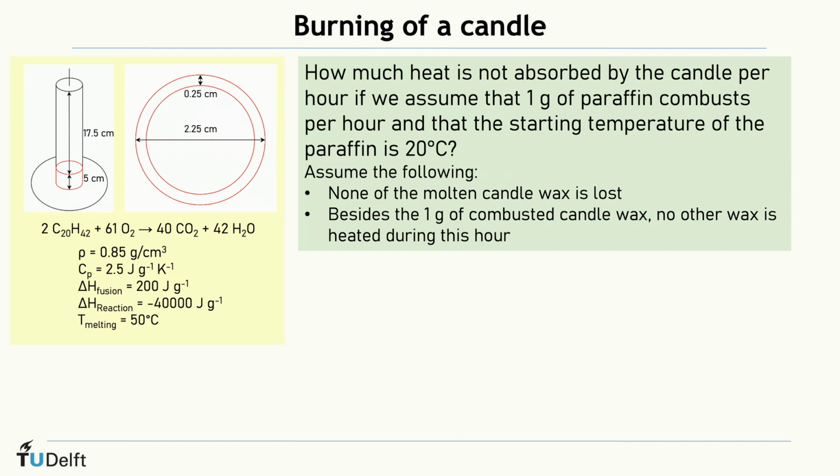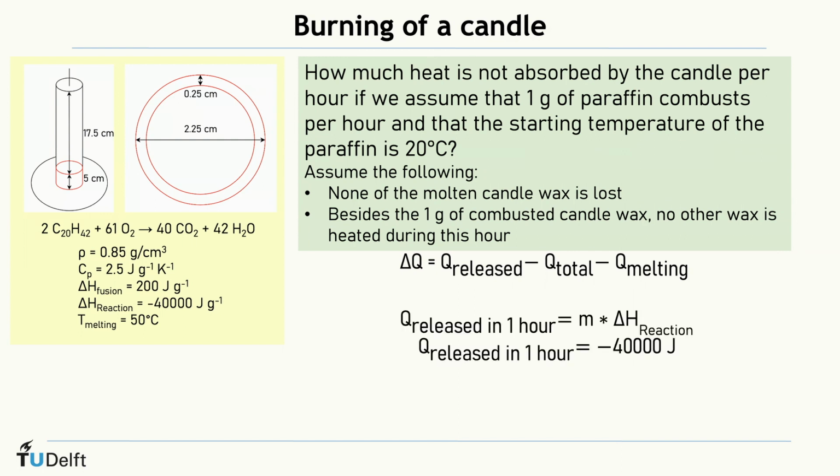We should ask ourselves where heat is produced and where it goes away. Heat is released through the reaction, and it is used to change the temperature and melt the wax. This gives the following equation. Now, let's calculate each of the terms. The heat released in 1 hour can be calculated by multiplying the mass with the heat of the reaction. This will be minus 40,000 joules per hour.